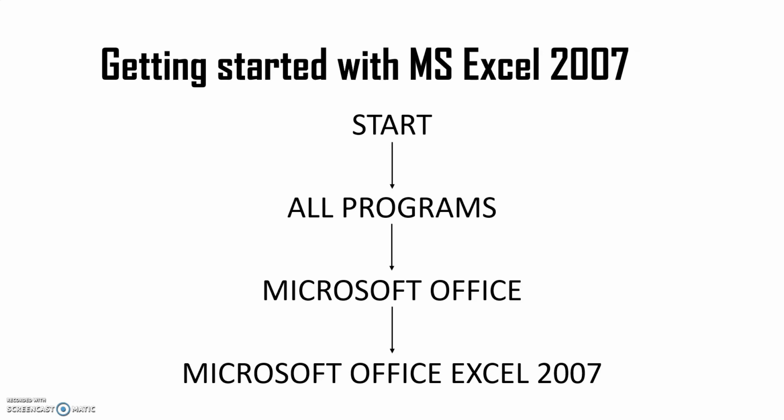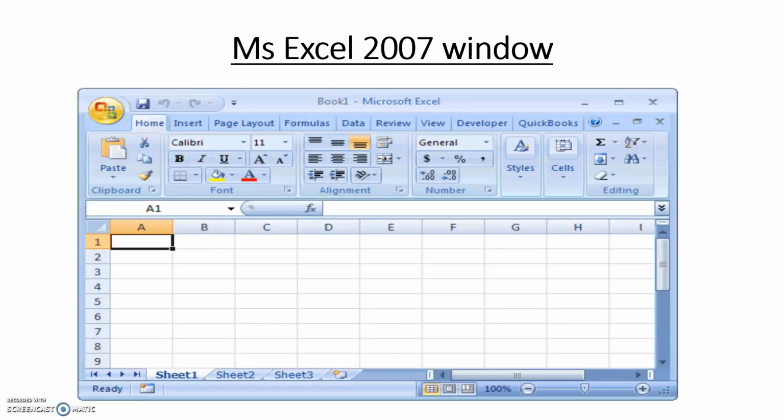See how to invoke MS Excel 2007. Click on Start, select All Programs, select Microsoft Office and then select Microsoft Office Excel 2007. Here is another method for opening Excel. That is, click on the MS Excel icon from the desktop screen if it is available.